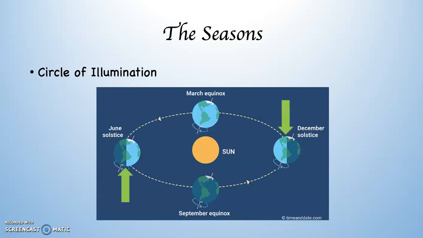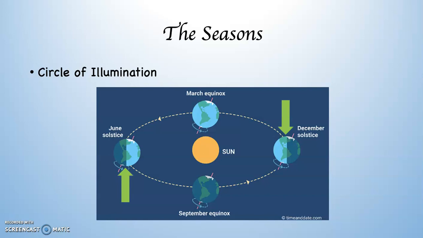Now look at the circle of illumination here. The olive arrows are pointing at the circle of illumination. Notice with the part of the diagram that says June solstice, the right side of the Earth is illuminated because it faces the sun, and the left side of the Earth is in darkness. In other words, it's night because it's not facing the sun. If you go over and look at the December solstice on the right-hand side, you can see that it's exactly the opposite. The left-hand side of the Earth is facing the sun, it's illuminated, the right-hand side is in darkness.